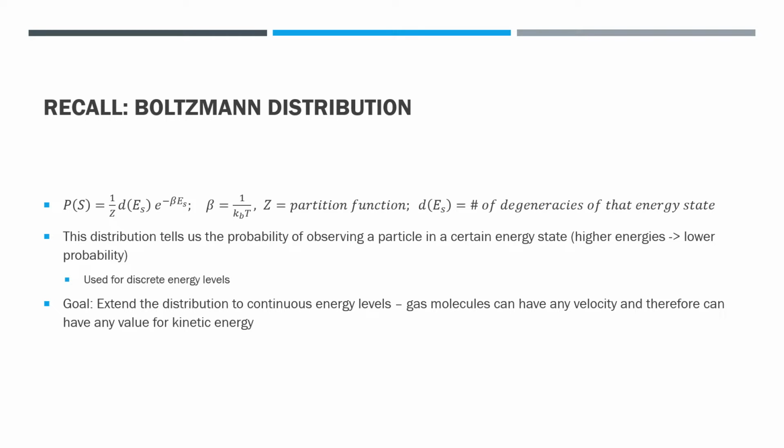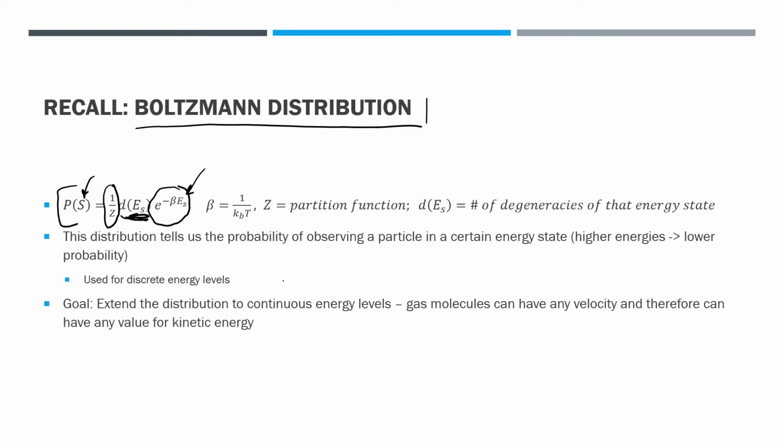Okay, so first I want to remind you what the Boltzmann distribution is, because we talked about it a little bit ago. This is what it looks like. We have the probability of a state, energy state S, is equal to 1 over this partition function, times the degeneracies. The degeneracies is how many states have the same energy, times this exponential decay that decays off with higher energies, which makes sense because higher energies means that we should have less probability, right? So we have this exponential decay term with the energy in the exponent, right?